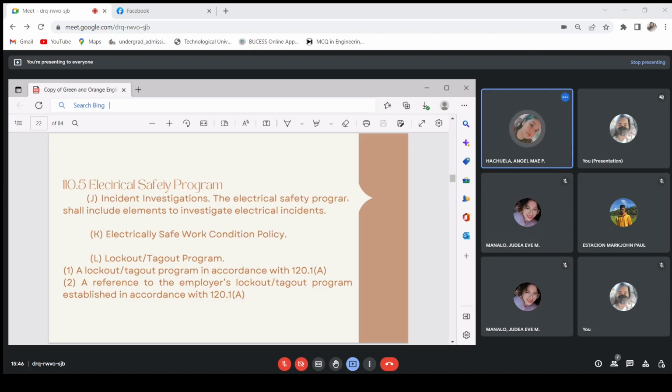Next is lockout tag-out program. So here, the electrical safety program shall include the information required by one of the following: lockout tag-out program in accordance with Article 120.1. Letter A is a reference to the employer's lockout tag-out program established in accordance with Article 120.1.